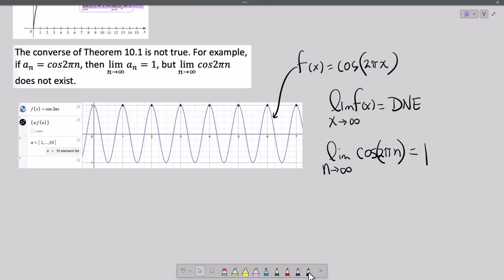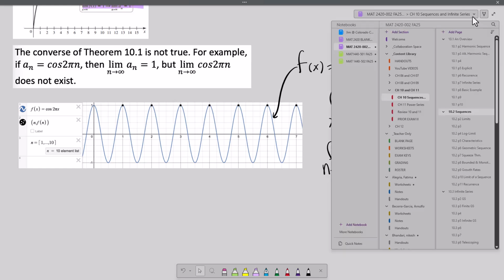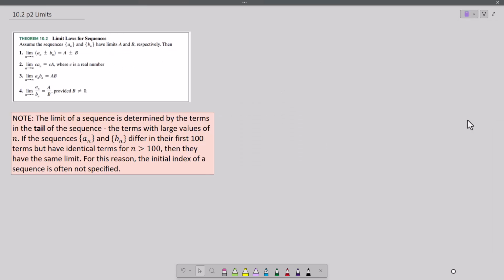So this converse is false because we found a subset that has a limit, but the parent function, the superset, does not have a limit. So if the superset, the continuous function, converges, then the subset has to converge. But just because you found a convergent subset doesn't mean that the superset or the parent function converges. So it's only one directional. One direction only.